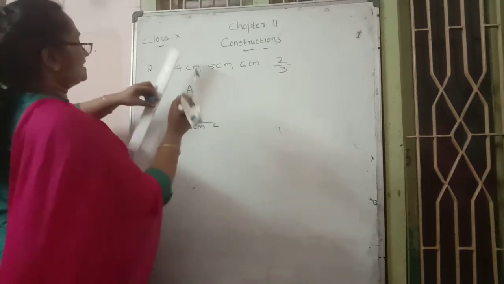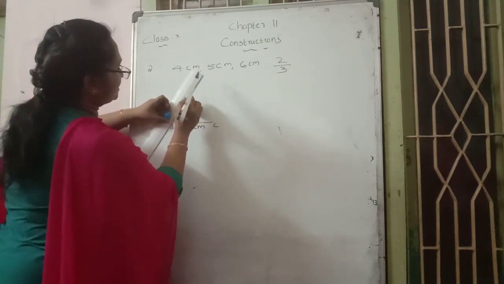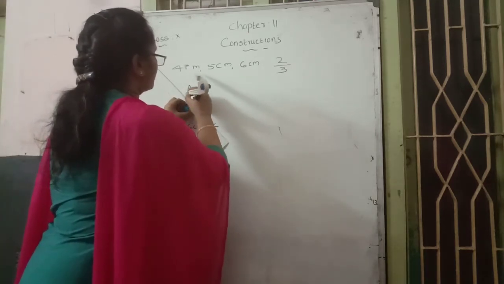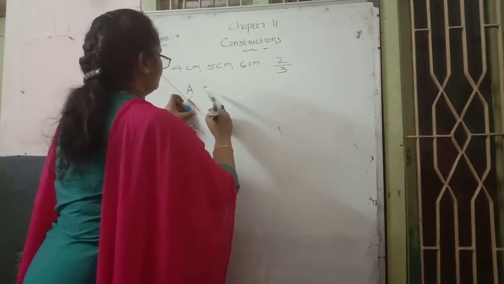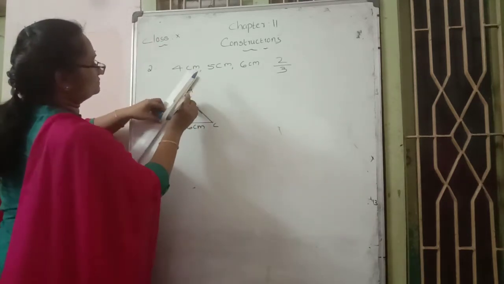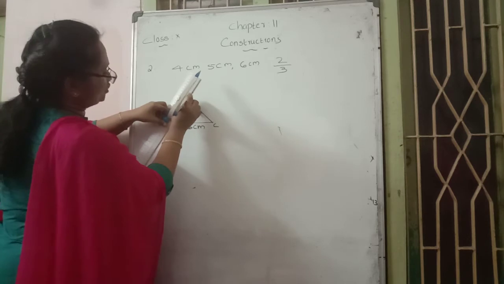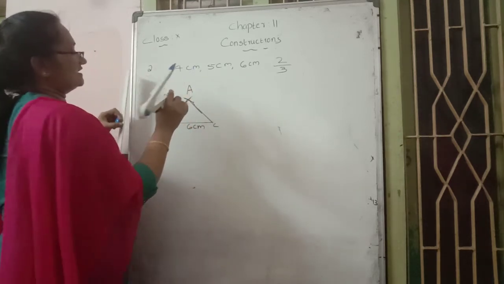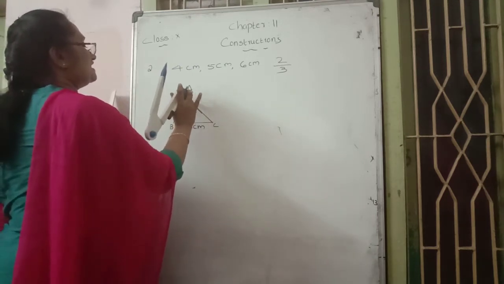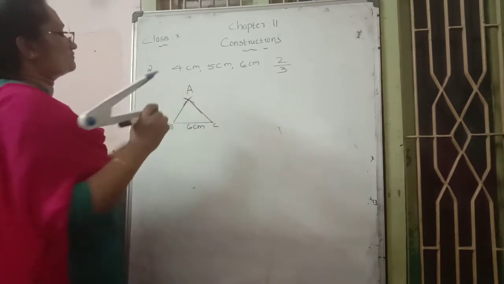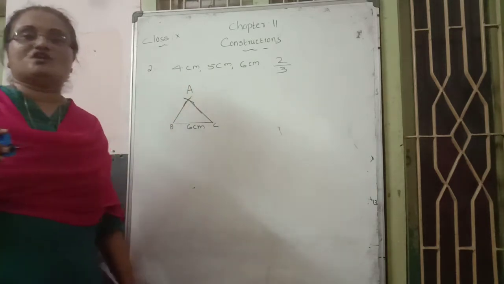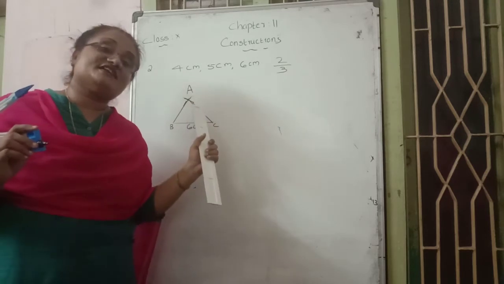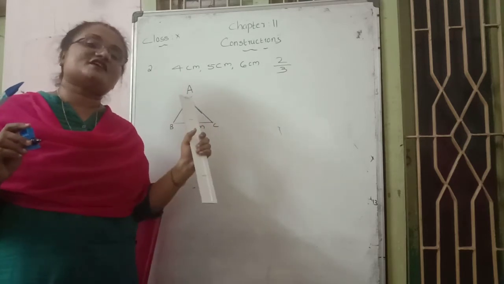Then join A to B and A to C. Simply join A to B and A to C. In this way, this is our point A, and ABC is our original triangle. What do they ask you to find? Draw a similar triangle. How to draw the similar triangle?